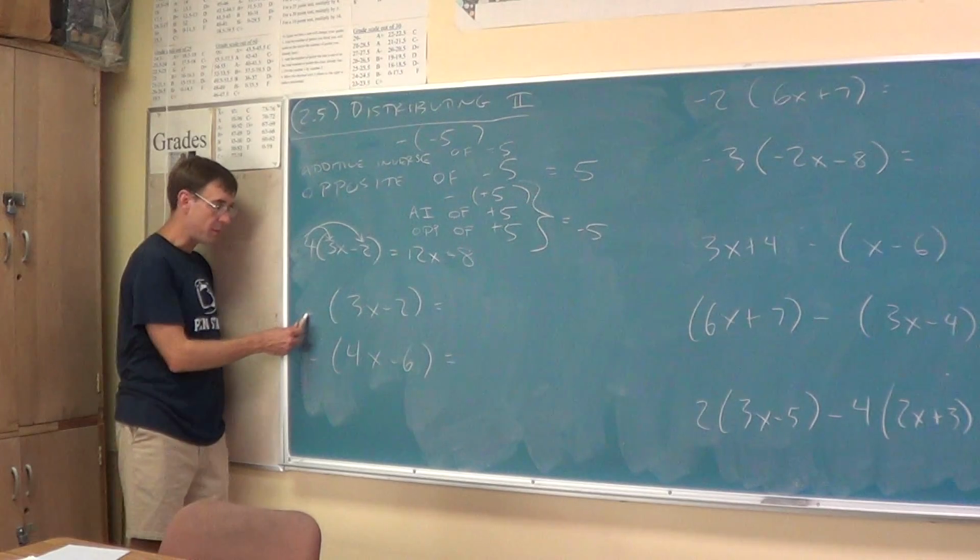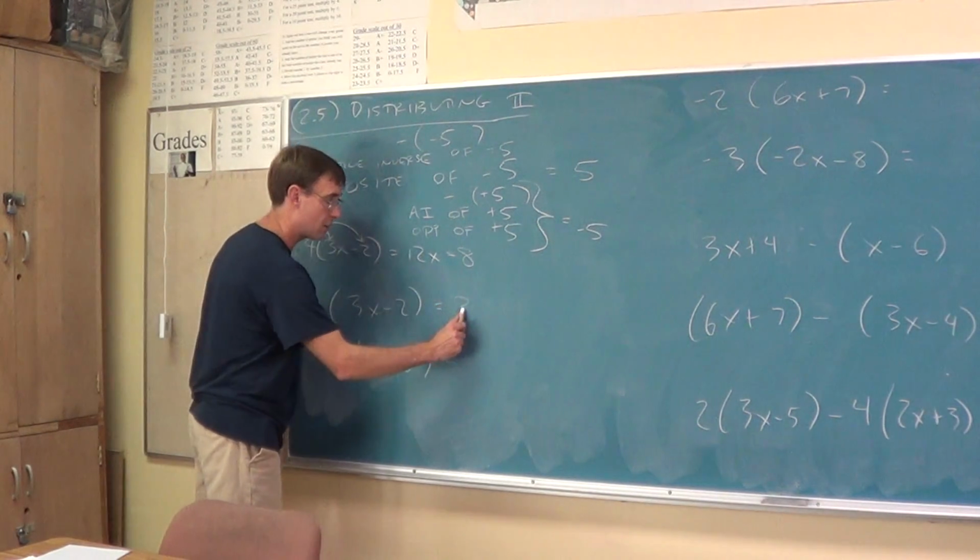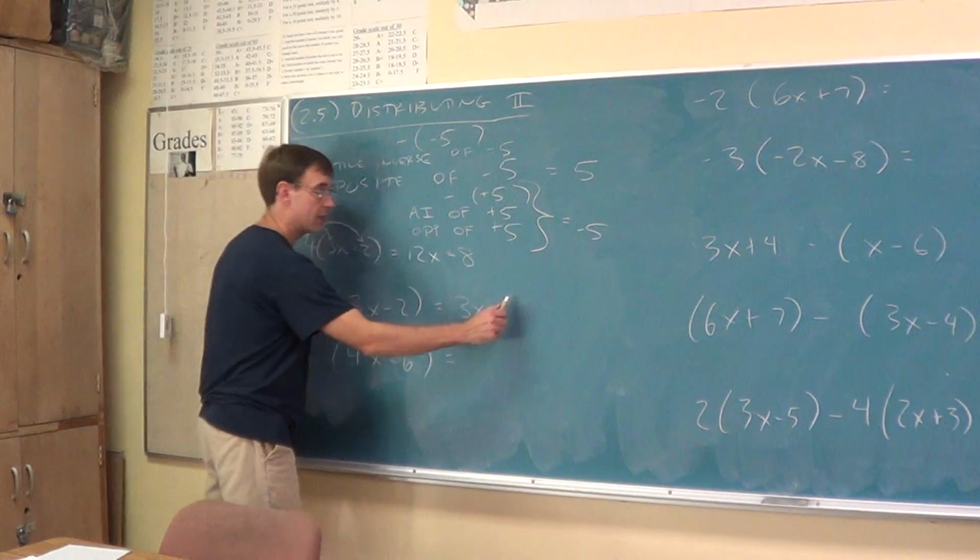But if you distribute a negative again, all that's going to do is change all the signs. So we're still going to get a 3x. We're still going to get a 2.